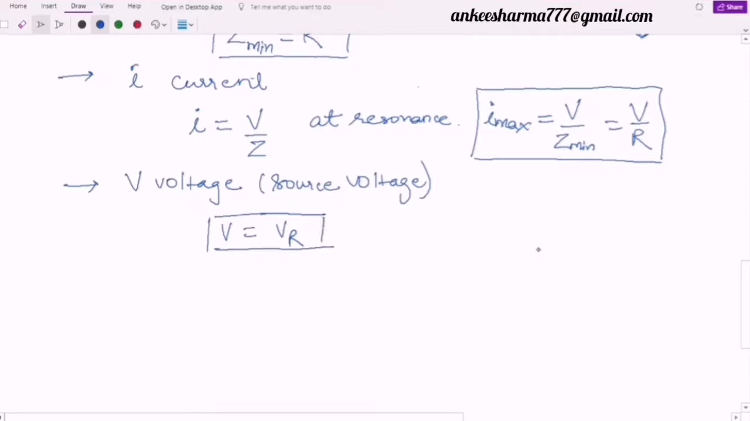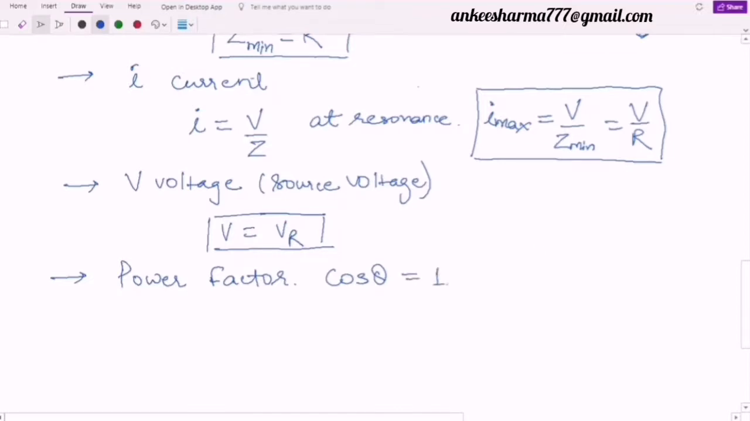V will be equal to VR. Now, next one more important is the power factor. Can anybody tell me what is power factor? It is cos of theta, where theta is nothing but the phase difference. So exactly at resonance, the power factor will be equal to 1.